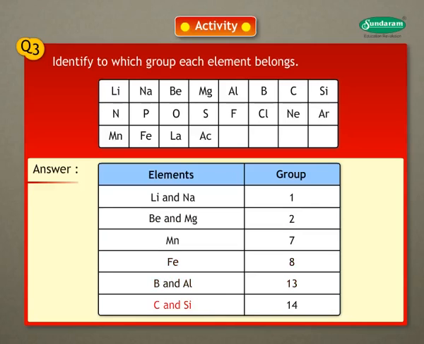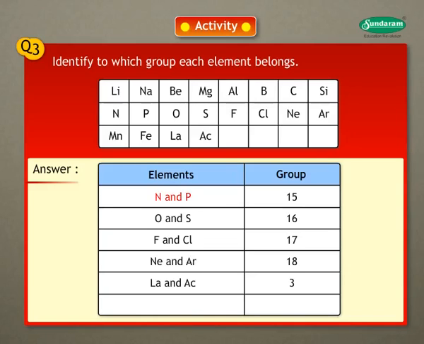Carbon and silicon belong to group 14. Nitrogen and phosphorus belong to group 15. Oxygen and sulfur belong to group 16. Fluorine and chlorine belong to group 17. Neon and argon belong to group 18. Lanthanum and actinium belong to group 3.